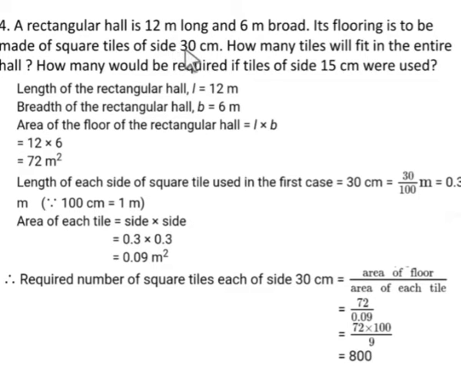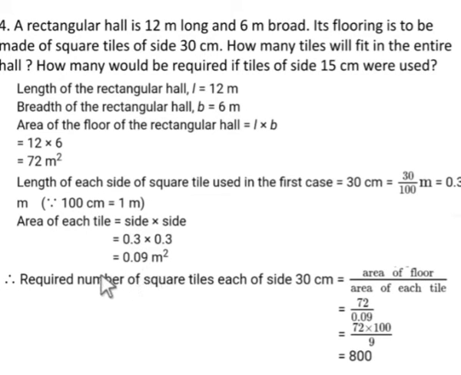So here we have to convert the length of each side of the square tile into meters. Now in the first case, it is 30 centimeter. We will divide 30 by 100 in order to convert it into meters. So we will get 0.3 meter. Why are we dividing by 100? Because 100 centimeter is equal to 1 meter. Now the area of each tile is side into side, that is 0.3 into 0.3, which is 0.09 meter square.